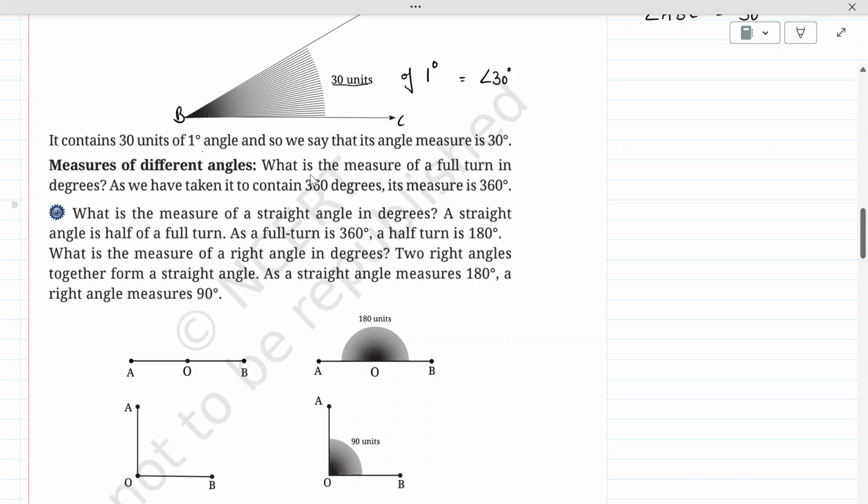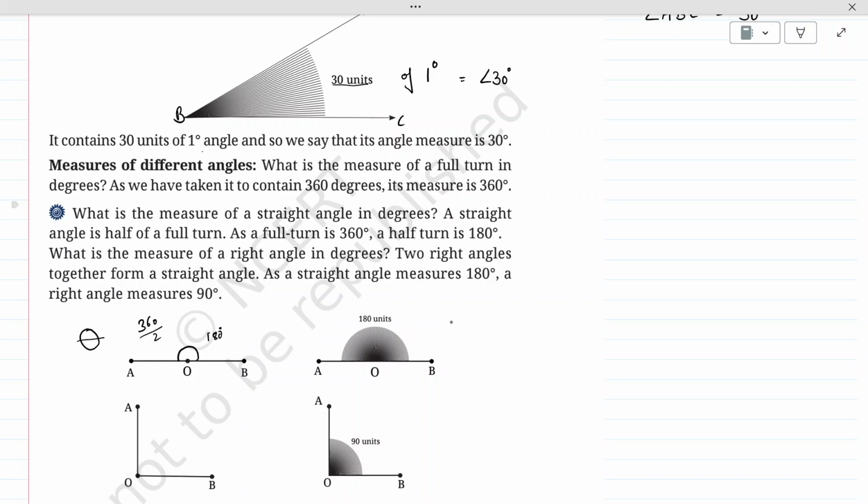Measure of different angles. What is the measure of full turn? We have seen that full turn is 360 degrees. What is the measure of a straight line? A straight line is half of the full turn, so this must be 180. Okay, 360 by 2. I'm writing here also. 360 is the complete circle. We are dividing the complete circle into 2. The upper half is 180. The lower half is also 180. So this is explained. It is 180 units.